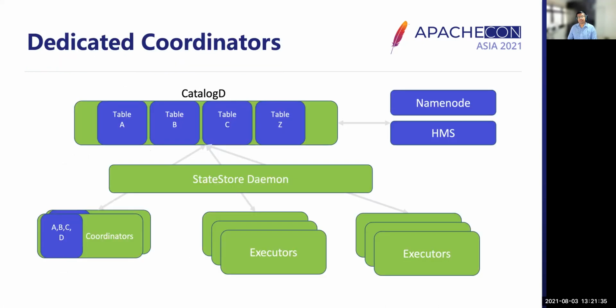So with dedicated coordinators, the updated architecture looks like this, where you see over here that the catalog daemon distributes the metadata only to the query coordinators. The executors do not have the metadata any longer. This has improved the performance of Impala significantly, reducing the amount of memory required on the executors and making sure that the executors run faster, just doing their job, which is running the queries.